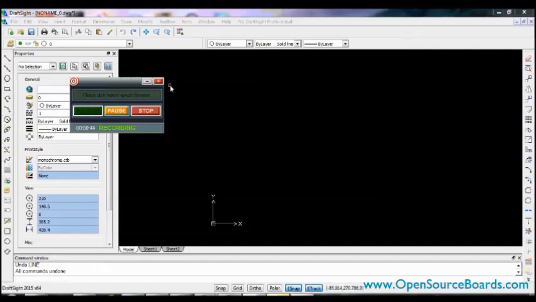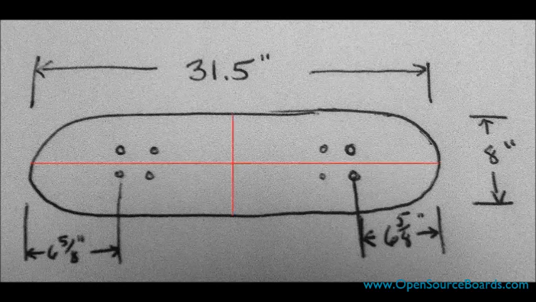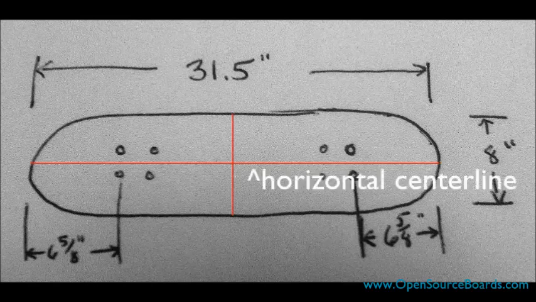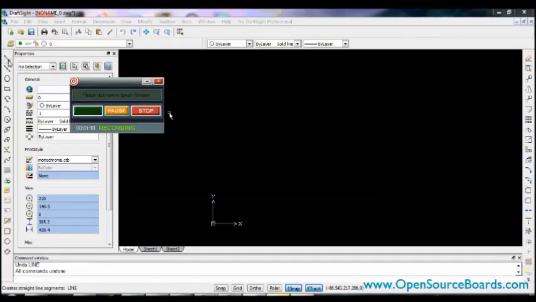Okay, so to get started, I'm going to look at my sketch, and the first thing I'm going to do is make two center lines on my board. One horizontal center line, because the board, most likely, if you're making a board, is probably going to be symmetrical across its length. So we're going to make that line first. So I'm going to go over here and click on this line segment tool.